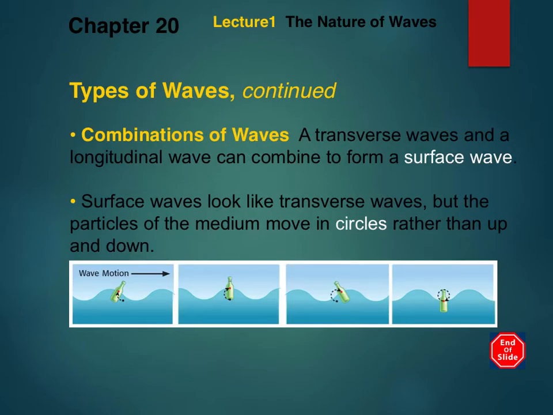So there can be combinations of waves too. A transverse wave and a longitudinal wave can combine to form a surface wave. Surface waves look like transverse waves, but the particles of the medium move in circles rather than up and down. All right, so you can see the bottle as it moves in this direction here, from here to here. It's moving both transverse up and down, and also compressing back and forth to make that circle. It's a little confusing. Mainly, though, we're going to look at those other two types of waves. We're not going to see these surface waves too much.